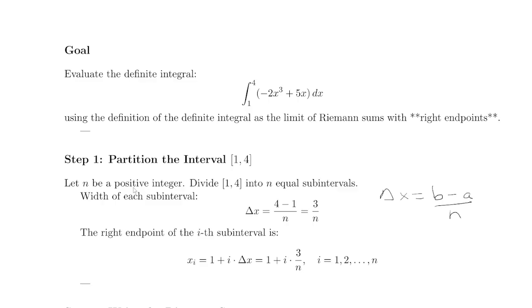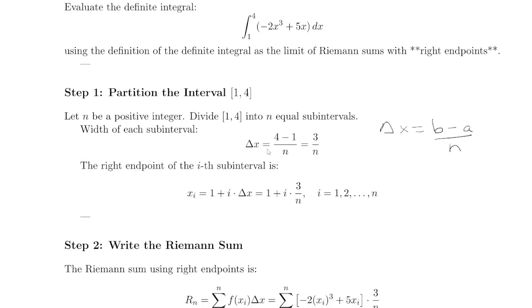rectangles. And so here b is 4 and a is 1. So that gives us 3 over n as delta x. And we want to look at the endpoints. So this is a right Riemann sum. So that's just going to be the form a plus i times delta x. a is going to be 1, and delta x we said is just 3 over n. So that's just 1 plus i times 3 over n.